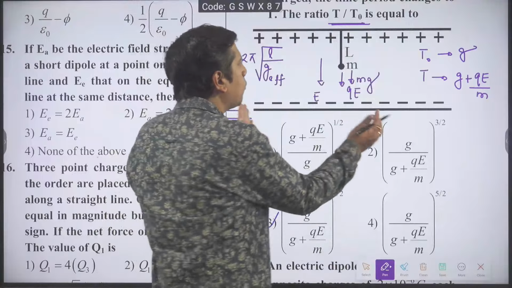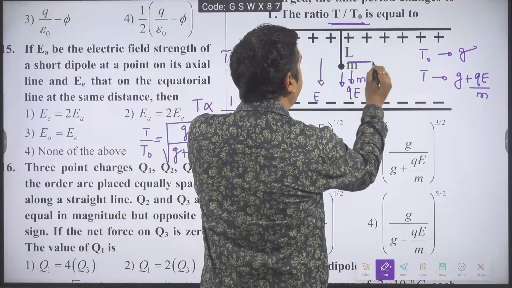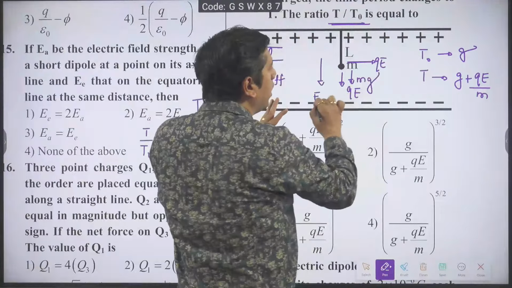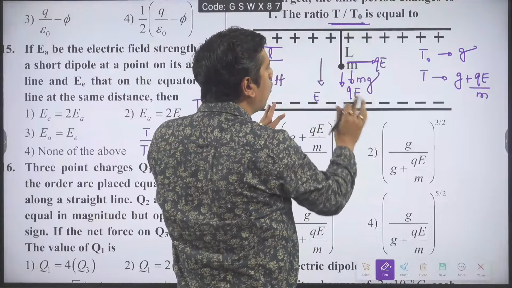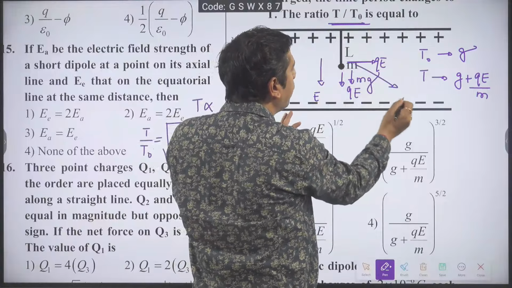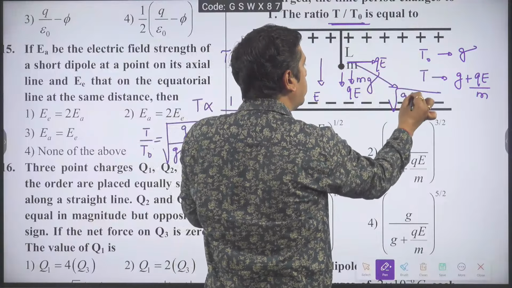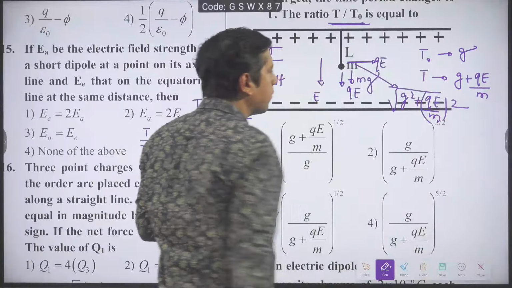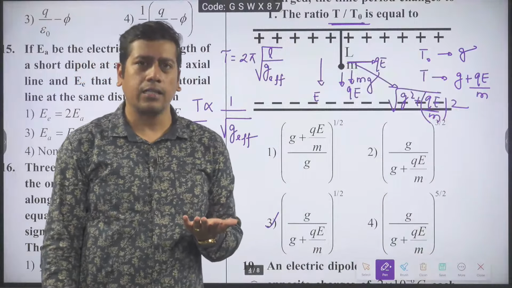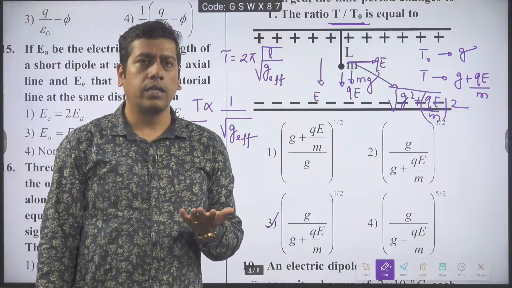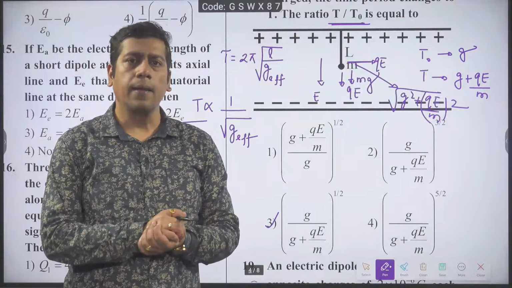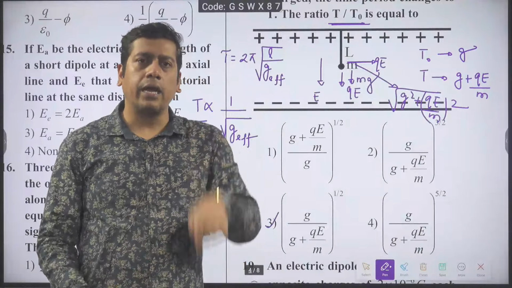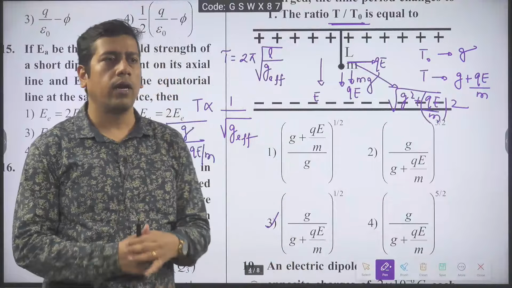And in some questions, they will say the electric field is in the right direction. Forget the plate. Electric field in the right direction, then it will be QE here. So mg down, QE right. So we will take G effective to be under root G square plus QE by M whole square. Three cases they can ask you: mg and QE in the same direction, mg and QE in the opposite direction, mg and QE in the perpendicular direction.